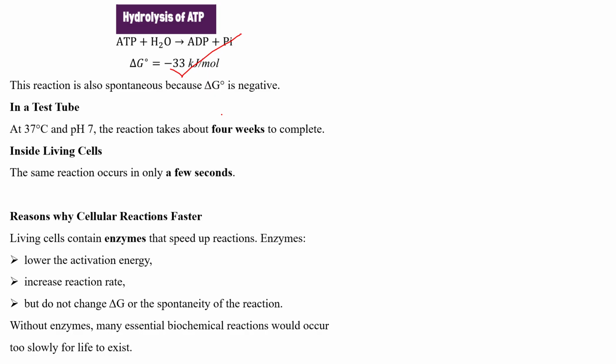Enzymes are in living cells. So living cells contain enzymes that speed up the reaction. In test tubes you don't have enzyme, but assuming in the test tube you add the enzyme hydrolase, this enzyme can make the conversion of ATP to ADP occur in a very few seconds. Yes, because there's a presence of the enzyme there.